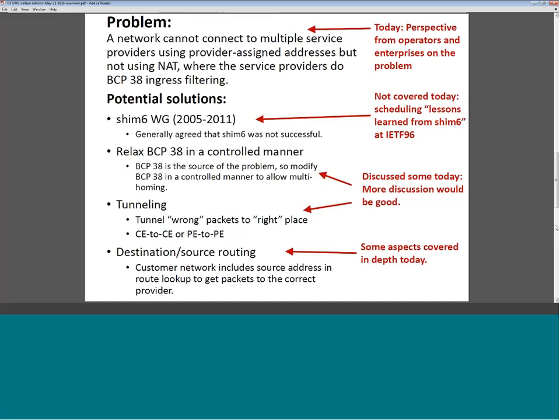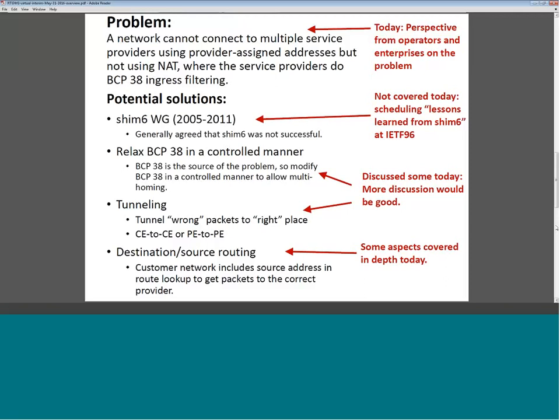I did want to provide some perspective on the overall problem and potential solutions, and look at what our current focus is, and what it would be good to get more general coverage of in the whole solution space. We may end up narrowing down ultimately on one particular solution, but it would be good to get some perspective here. So the basic problem we're looking at is that a network can't connect to multiple service providers using provider-assigned addressing where the service providers do BCP38 ingress filtering. I've provided some comments on the slide there. In today's presentations, we're getting perspectives from operators and enterprises on the problem and also, to some extent, on the potential solutions.